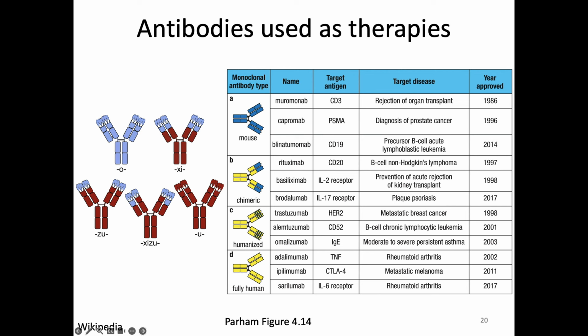But actually, if you look at the name of the antibody, the part that comes before the MAB tells you what kind of antibody it is. Whether it's a mouse antibody, a chimeric, partially humanized with just the mouse CDRs, or a fully human antibody. So you can see UMAB is a fully human antibody. ZUMAB is humanized. IMAB is the chimeric, and OMAB is the mouse.